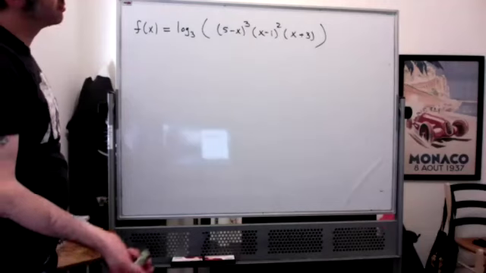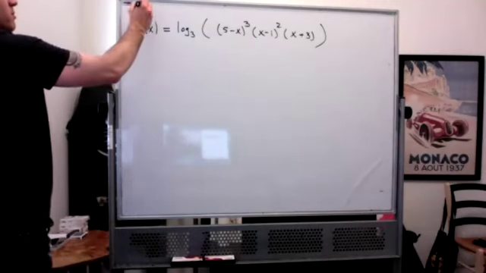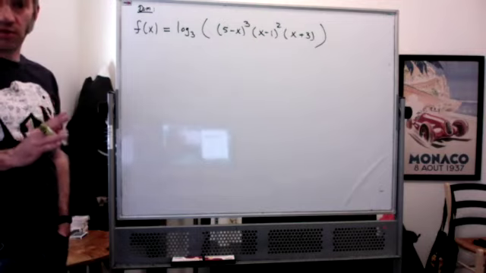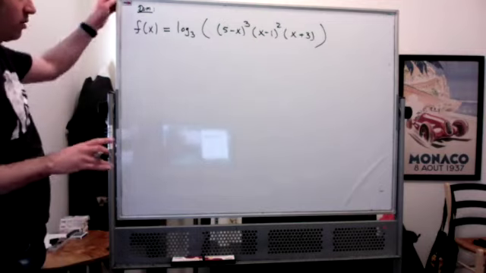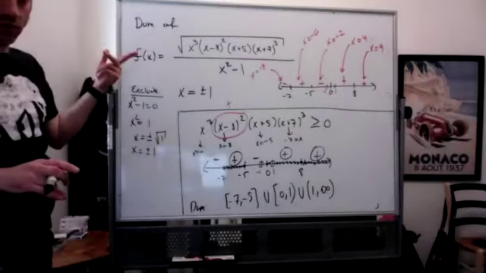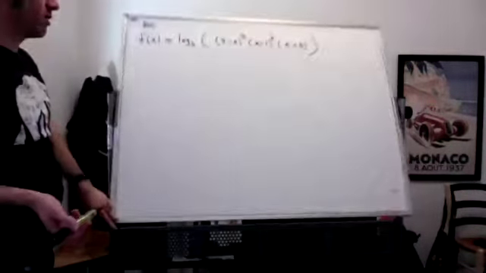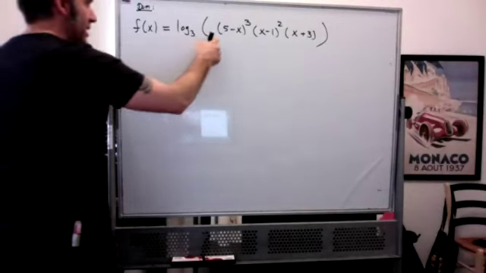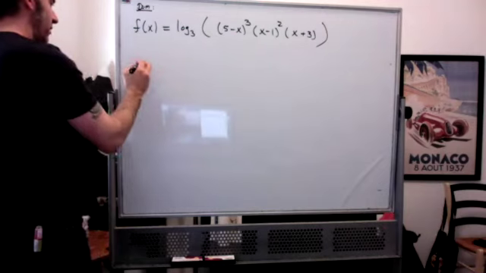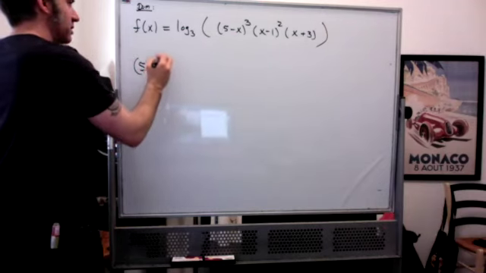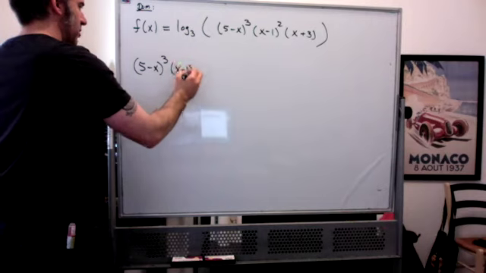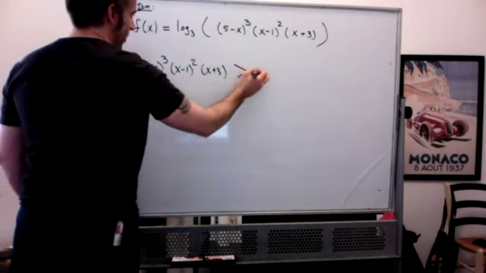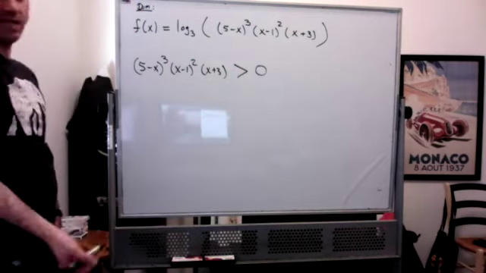Okay. So I want to find the domain for this function. So similar, but not exactly the same as a square root function or an even root. When you have a logarithm, doesn't matter what the base is, we have to say that the insides of the logarithm, so we have to say that (5 minus x) cubed times (x minus 1) squared times (x plus 3), that has to be strictly greater than 0. It can't even equal 0.